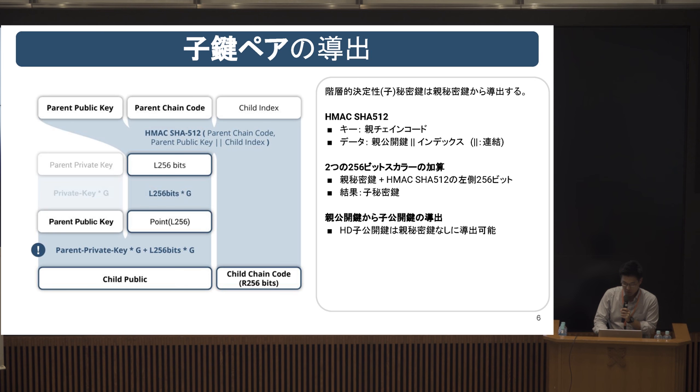So this is derivation with the parent public key and parent private key. I can skip the step with the private key because if I multiply that expression out at the bottom, that is essentially the parent public key plus the point of the left 256 bits. Okay, so we can derive children from the parent private key, but we can also derive public children from the parent public key.